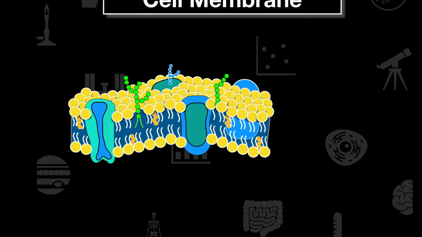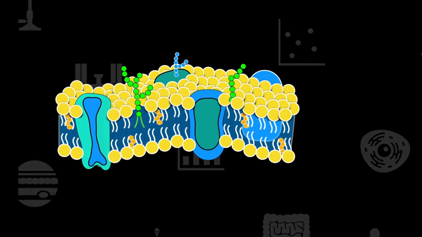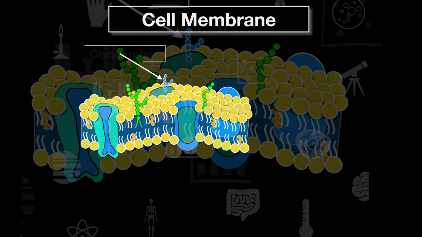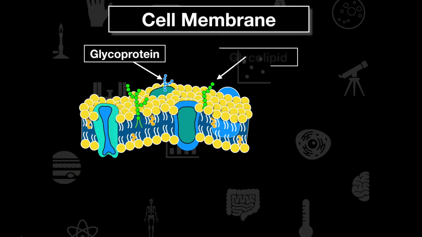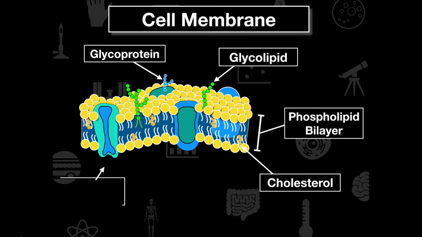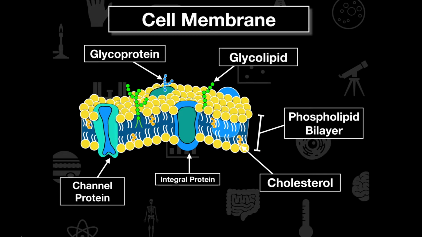So if we were to zoom in on the cell membrane, we might see something like this. In the cell membrane, it's going to have a variety of different things. We have glycoproteins. There are glycolipids. We obviously have the phospholipid bilayer, which we've been talking about this entire time. We're going to have cholesterol molecules in between. There are going to be channel proteins and integral proteins in this membrane.